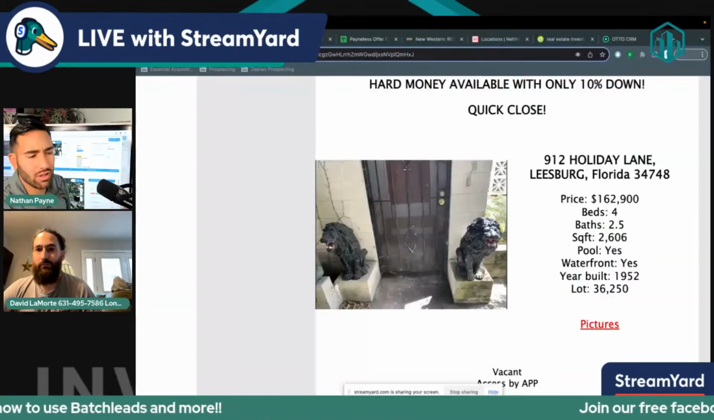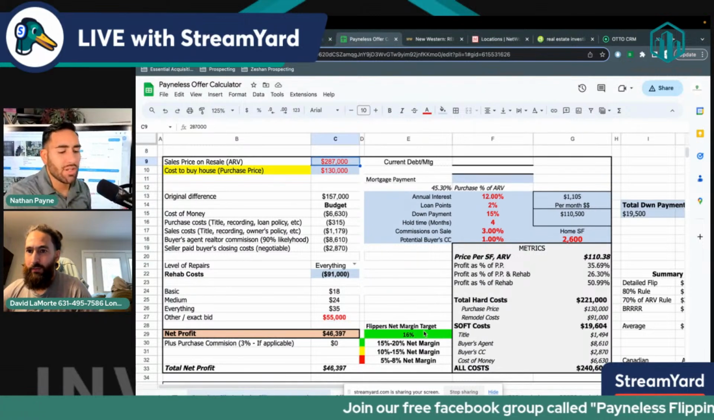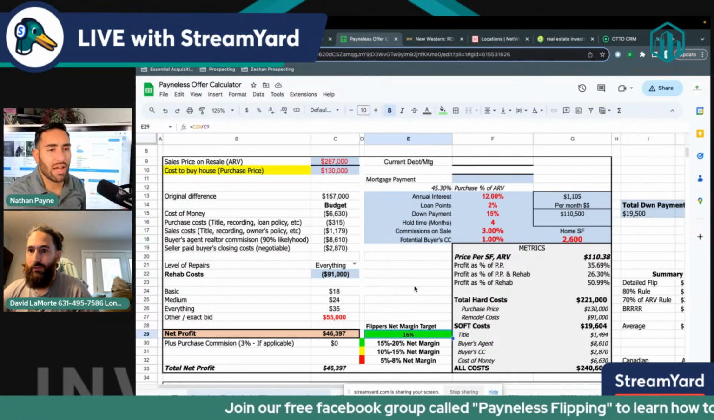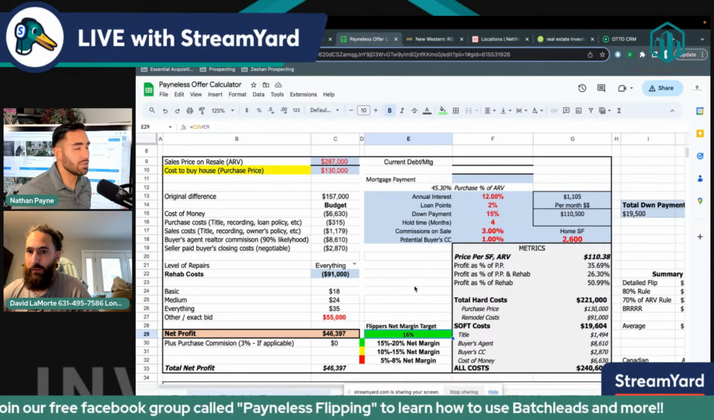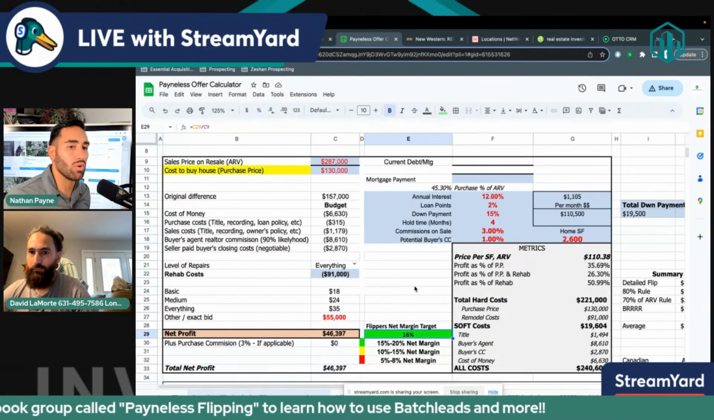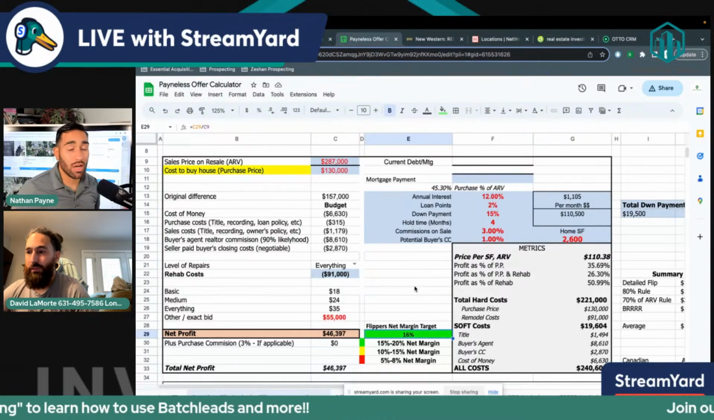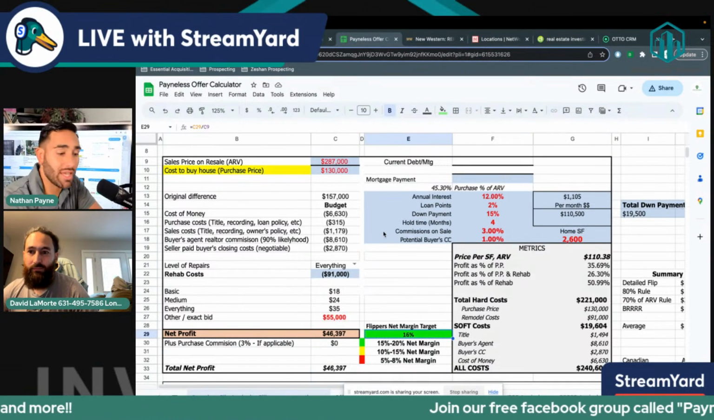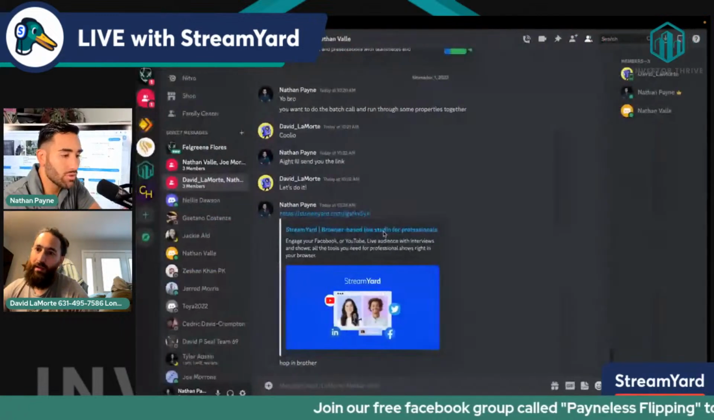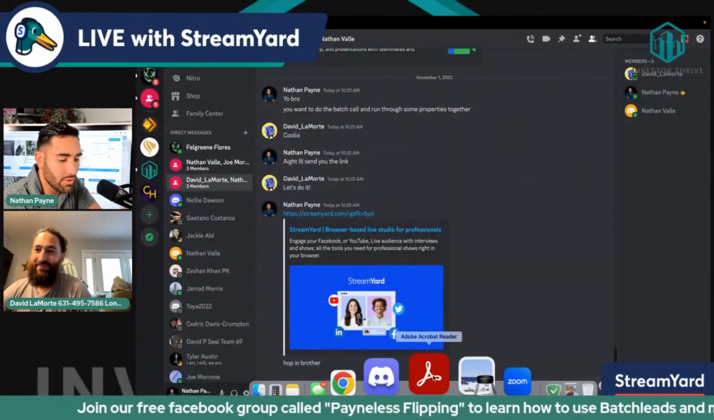You don't have to have a calculator like mine, but you do need to run something where it makes sense after you break everything down, because if you just take the 70% ARV minus your wholesale fee minus your rehab, that's going to be way, way, way low. Always. And I'll show you guys why that is. So 287 is the ARV. And if you find that deal, you're better off buying it for yourself. Yeah. Let's see.